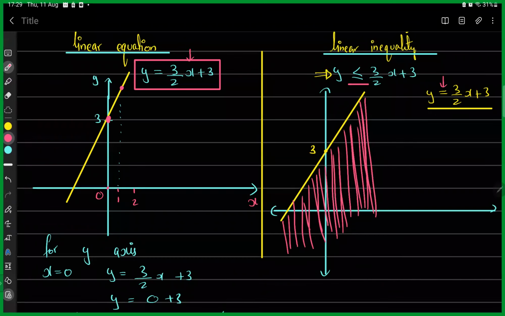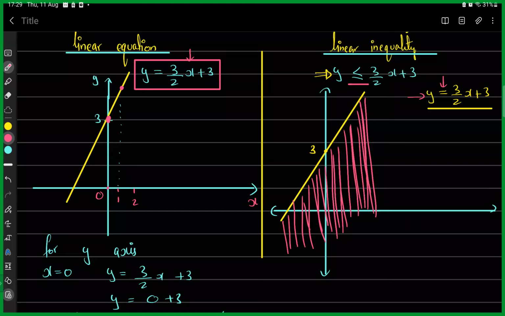I repeat, whenever you have been asked to represent any inequality on a graph, step one is to make the corresponding equation and then make your line. So your inequality was y is less than or equal to 3 by 2x plus 3. I do not know how to deal with it directly, so step one is to make your equation. I've just removed the inequality sign and wrote an equal to sign, and I know exactly how to make that line. I made that yellow line again.